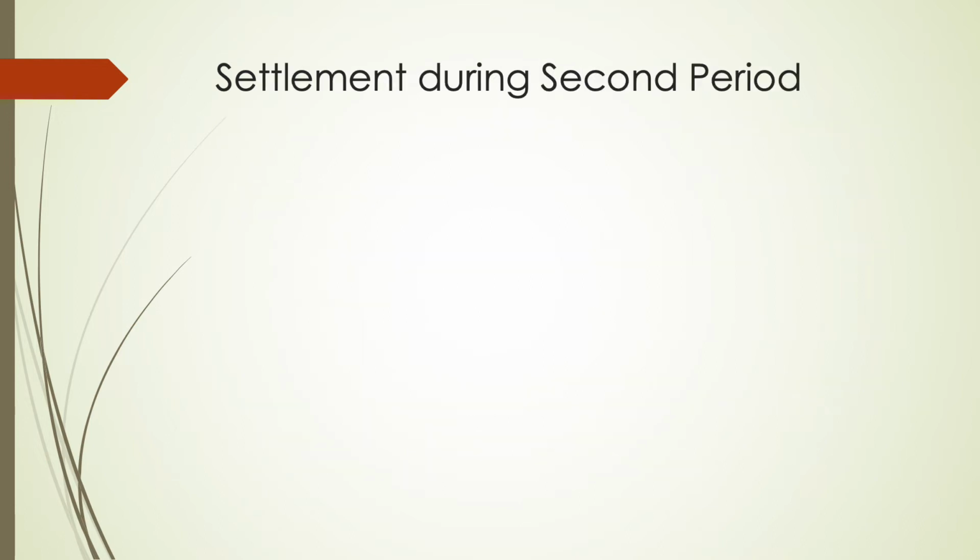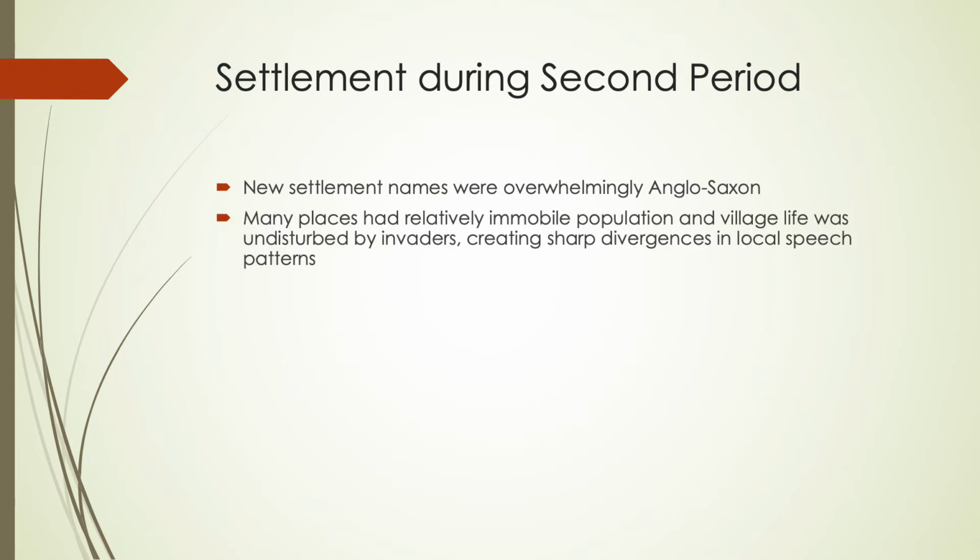And during this time, there were new settlement names that were showing up, and they were overwhelmingly Anglo-Saxon in origin. So the Anglos and Saxons were the ones that seem to have taken over most clearly during this time. And a lot of the places had relatively immobile populations after this time. Village life was often undisturbed by invaders, so there were a lot of divergences in local speech patterns.